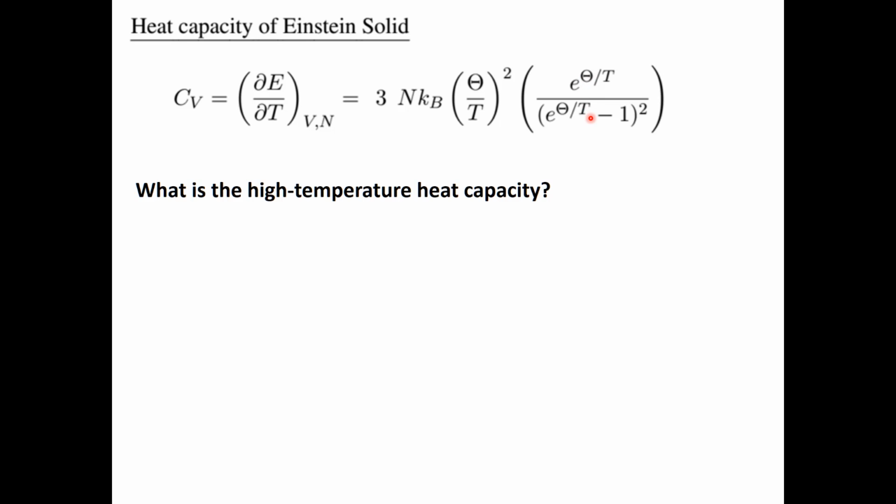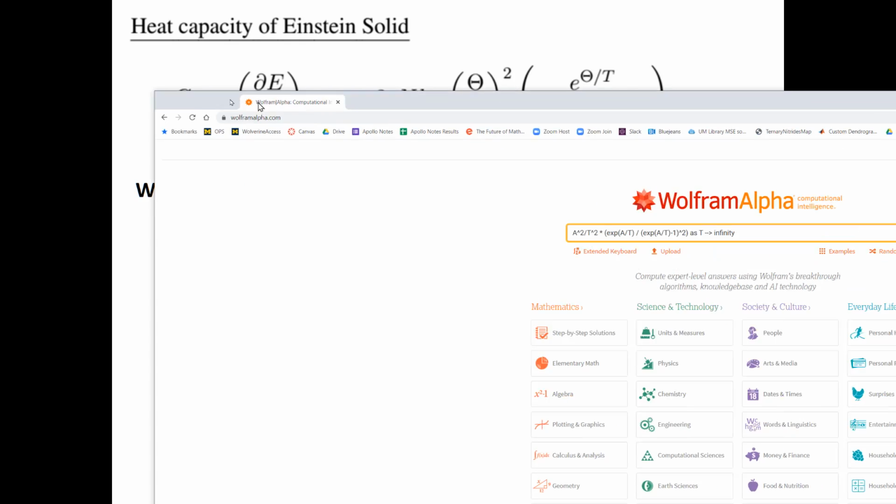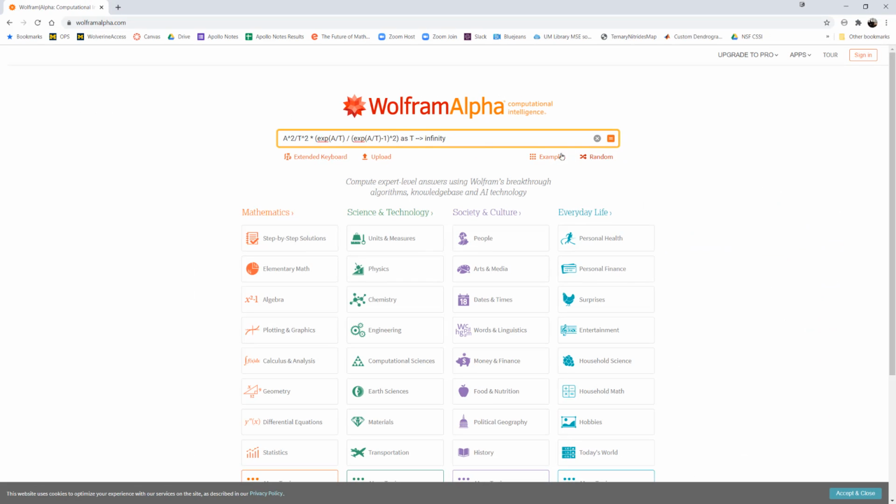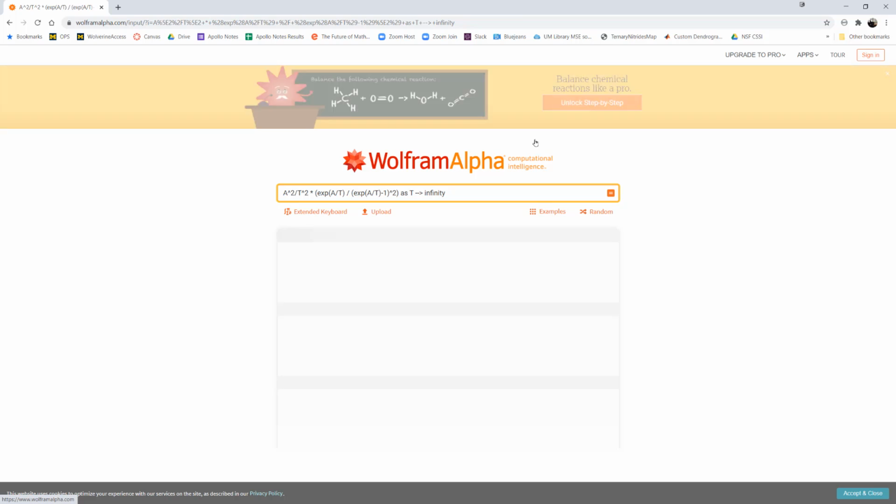What do we do? Well, you have to use something called L'Hopital's rule. Did you ever think that you would hear that word again? Okay, so L'Hopital's rule, I'm not going to do it. What I'm going to do is use Wolfram Alpha. Look at this, I press go.